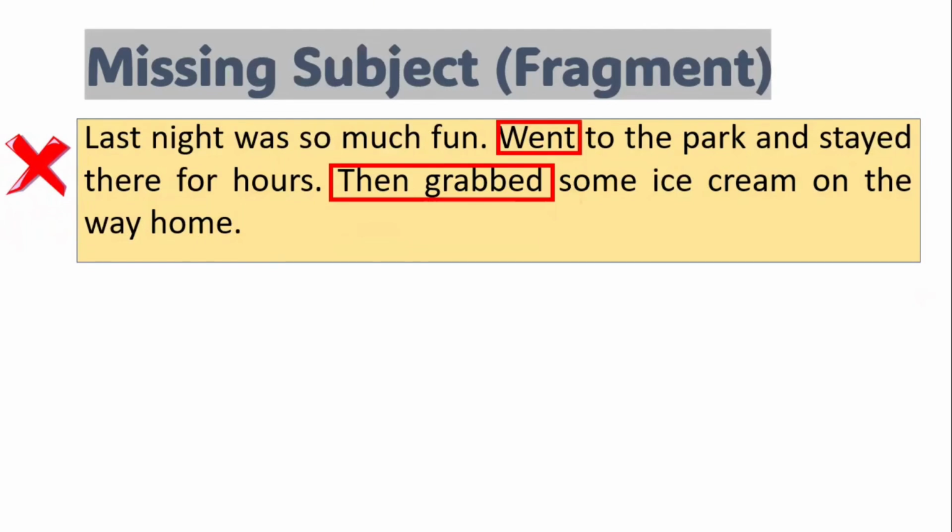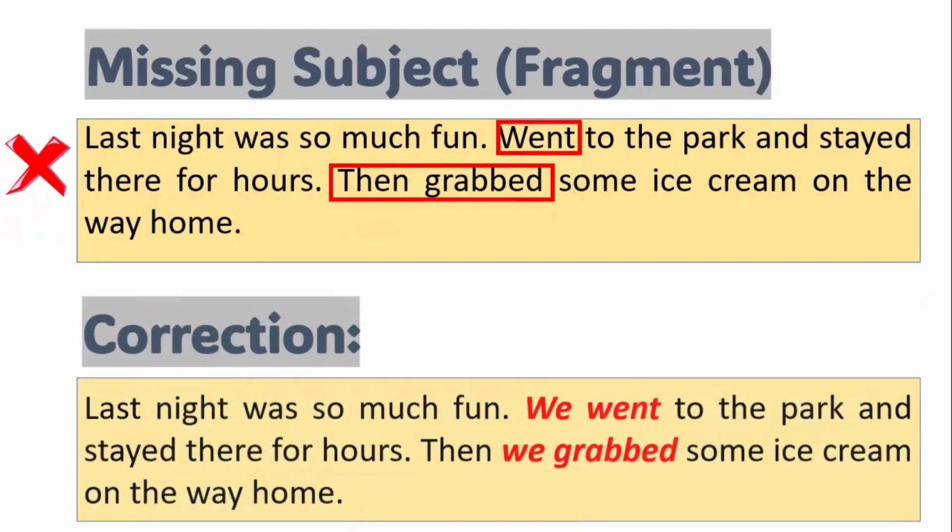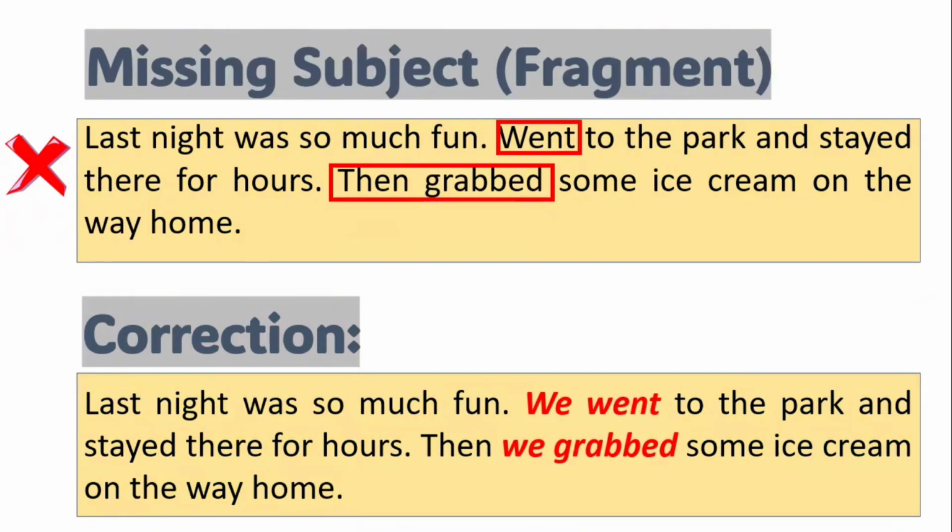So how do we correct this? Simply by just adding or clarifying who did the verb, who did the action. So we say, last night was so much fun, full stop, you start a new sentence. We went to the park and stayed there for hours. Then we grabbed some ice cream on the way home. So now this is the corrected version.